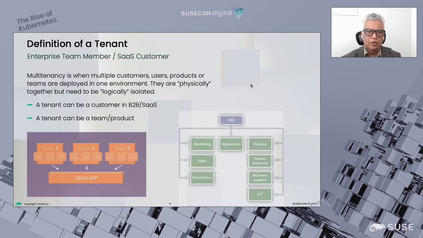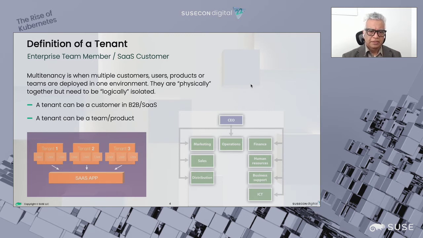So let's start off with the definition of a tenant. A tenant can be an enterprise team, or it could be a SaaS customer. It could also be a version of a software, for example, for an enterprise, which is created by multiple teams. Because we're going to show you how we can actually connect different teams, even on different clusters, with one tenant. With one tenancy, I should say. And then the idea is that multi-tenancy is when multiple customers, users, products, or teams are deployed in one environment. And they're physically together, but need to be logically separated or isolated. So a tenant can be a customer in a B2B SaaS. It could be, as I said, a team.